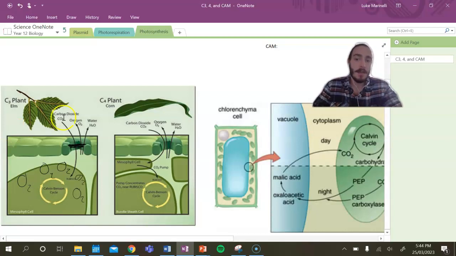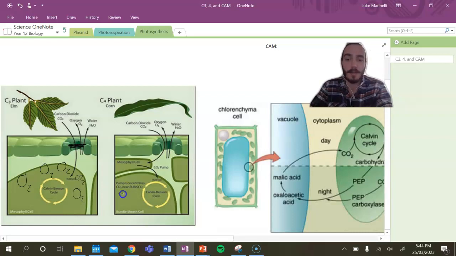Okay, compare that to our C4 plant. Okay, what happens is that carbon dioxide comes in and is first transferred into the mesophyll cells. Okay, what it does is it basically stores carbon dioxide as malic acid. Okay, now when it stores it as malic acid, it then pushes it through into the bundle sheath cells where our Calvin cycle takes place. Okay, so it happens in a different location.